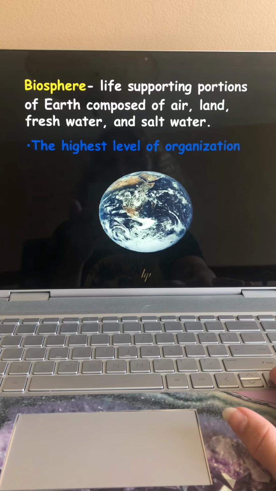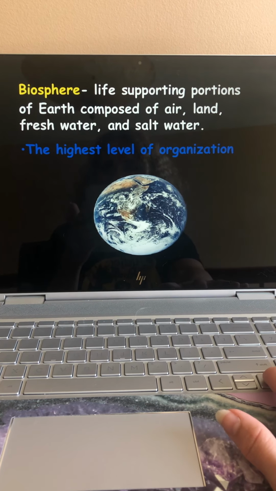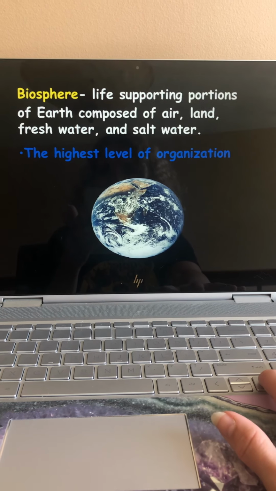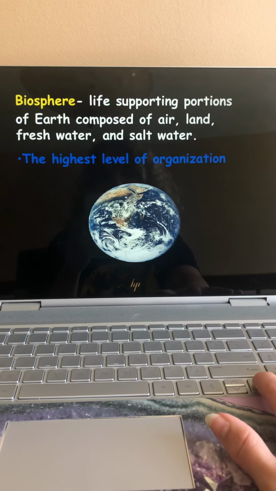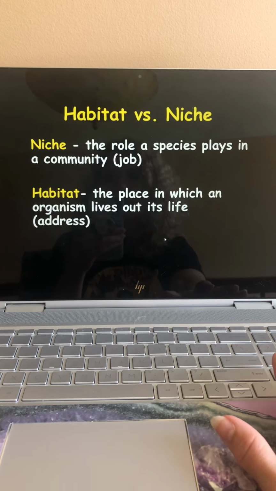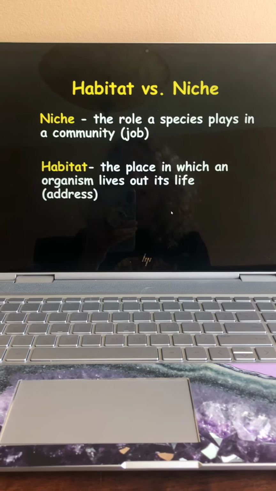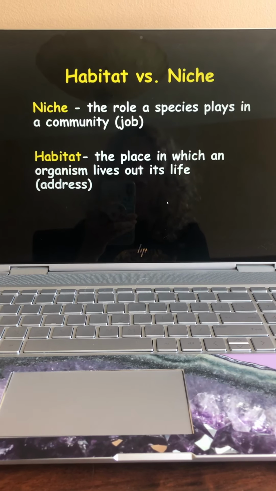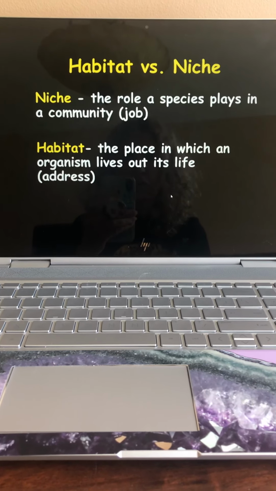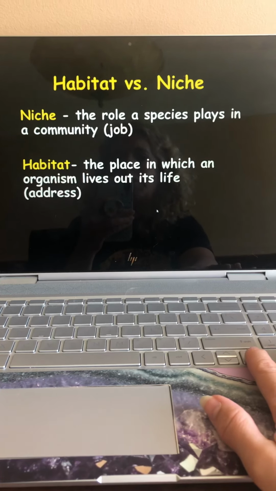And the biosphere is the life on Earth, the life-supporting portions of Earth composed of air, land, fresh water, and salt water. It's our highest level. It's really the part of Earth where life exists. So we did have a mnemonic to help you remember that. And that mnemonic, if you remember from last year, was Isabella picks corn every birthday, or Isabella picks cake every birthday. If we go into a habitat versus a niche, a habitat is the place where the organism lives, and the niche is the role that they have in their environment, the job that they have.